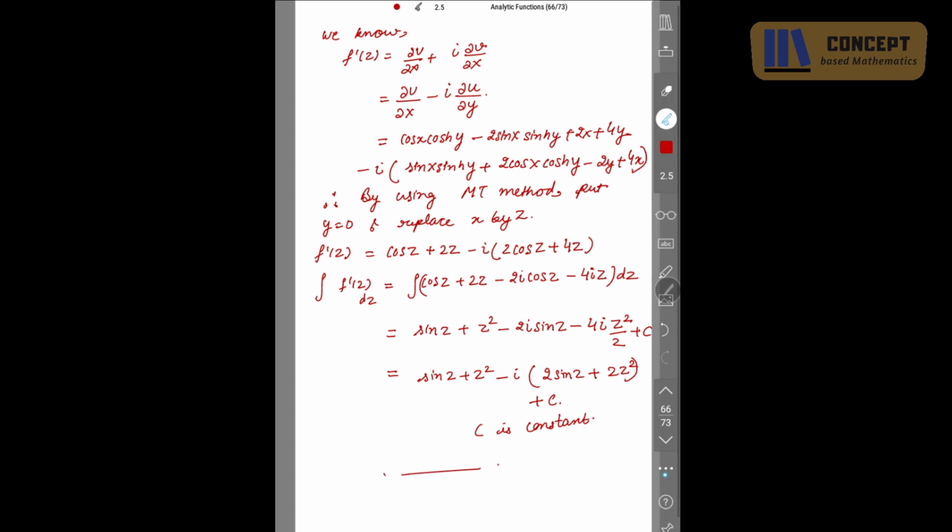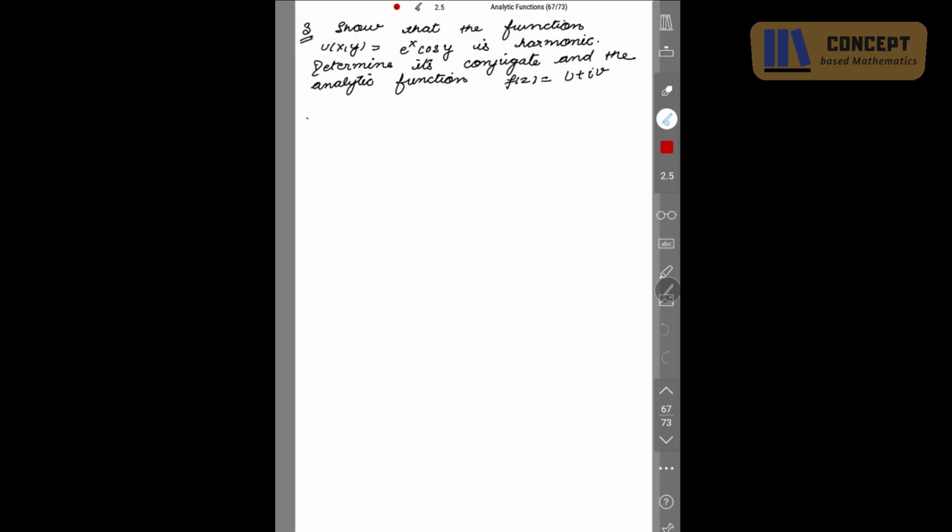Next, third, show that the function u(x,y) is equal to e to the power x cos y is harmonic. You have to show this is harmonic and determine its conjugate. Now here the question is asking for the conjugate. So we have to find its conjugate and the analytic function also. So what we will do? We prove that u is harmonic and find the harmonic conjugate and then add these two as u plus iota v and we get our function f(z). That is the first way of finding your f(z).